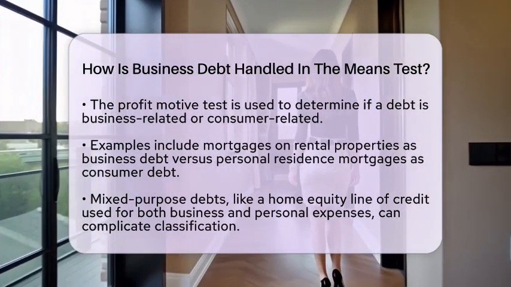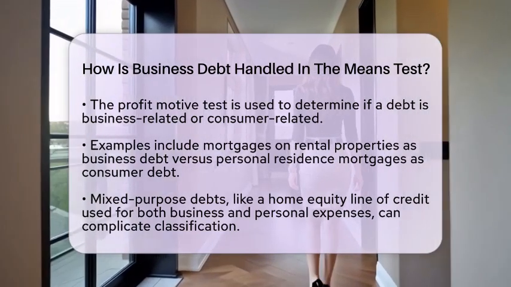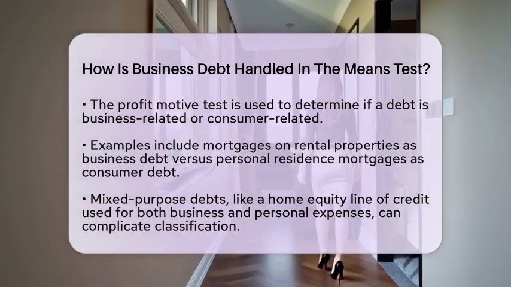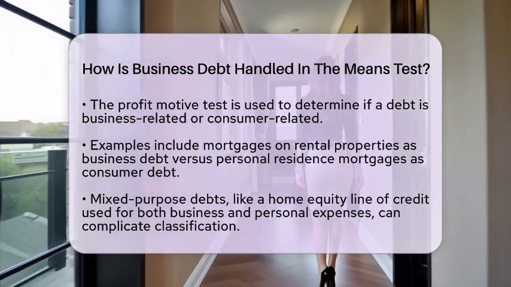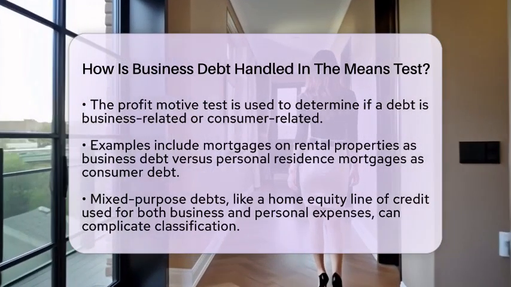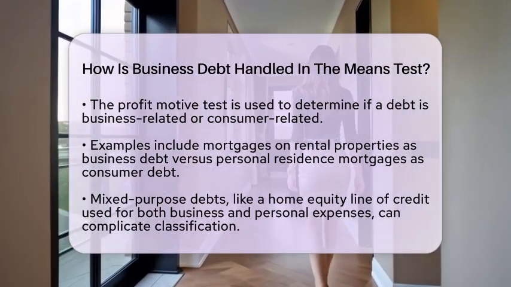For instance, a home equity line of credit used partly for business investment and partly for personal expenses can complicate matters. Courts will look at the purpose of the debt at the time it was incurred to make a determination. Additionally, student loans and tax debts may be treated differently based on jurisdiction and specific circumstances.